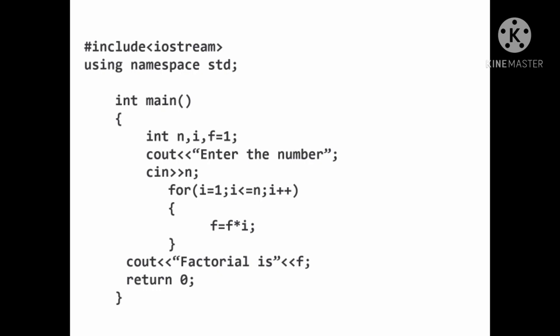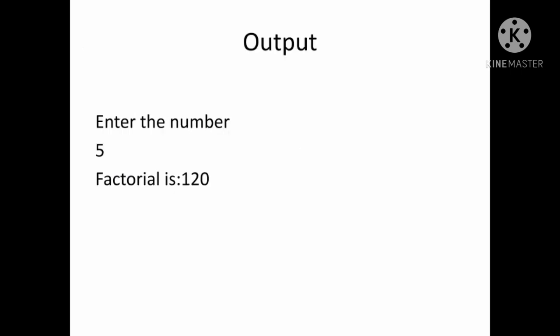Here the for loop is executed till the condition i less than or equal to n becomes false. Once the condition is false, it jumps out of the loop, that is, to the statement after the for loop, and prints the value of factorial on the screen. Now see the output on the screen. Here the user wants to calculate the factorial of 5.